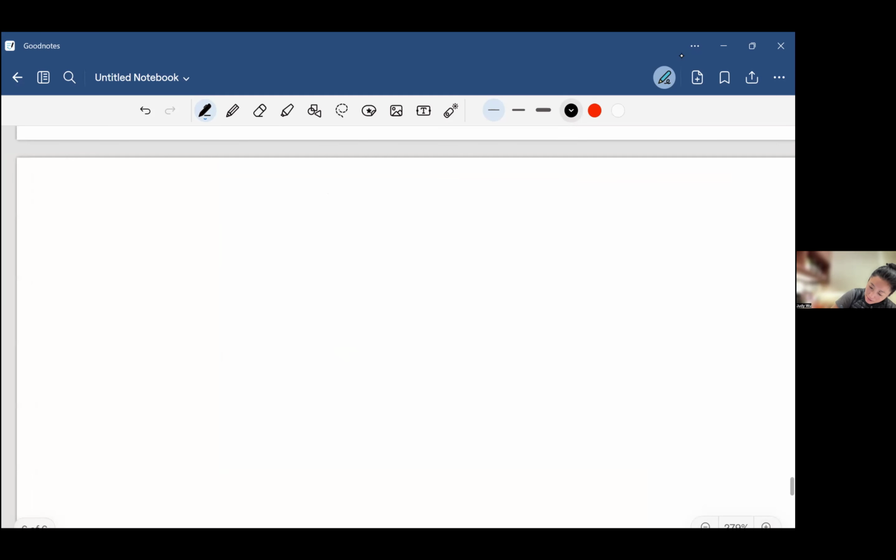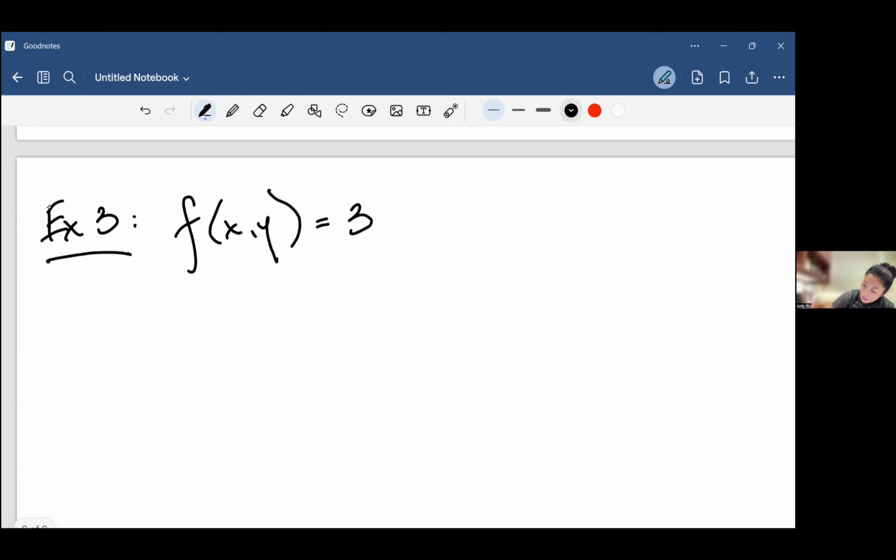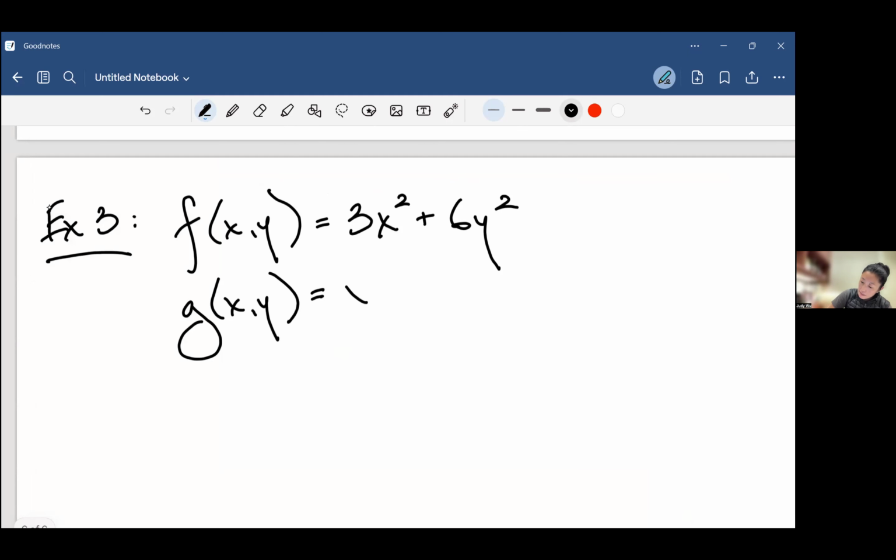Okay, so example 3, let's take a look at Lagrange multipliers. We've got some function f of x, y equals 3x squared plus 6y squared, and a constraint, which in this case is x plus y minus 90. It's important to keep in mind that the constraint has to equal 0. So if the constraint is x plus y equals 90, I need to subtract that 90 over so that I get the equals 0 part.